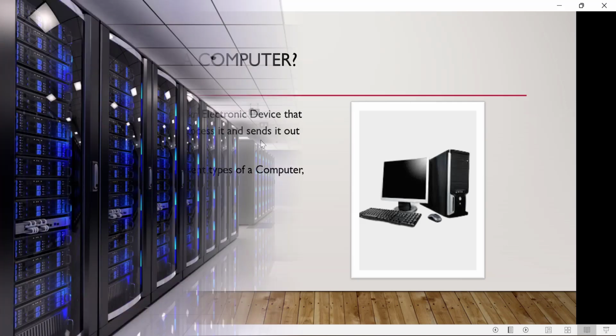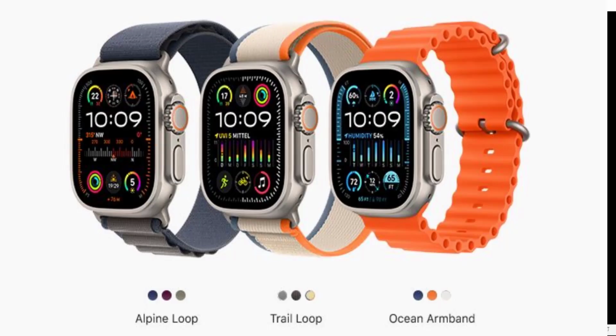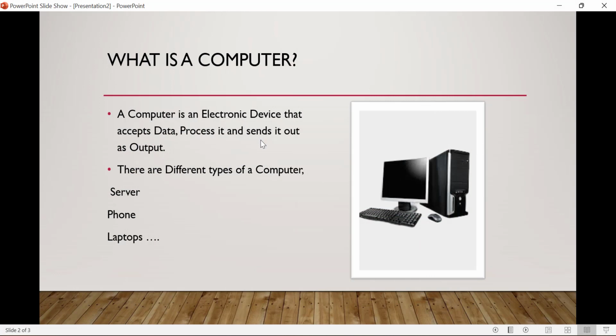Now, we have the server, we have the phone, we have laptops, we also have some of Apple's wristwatches. Now, concerning the server, we have what we call the web server. The web server is what actually helps us when we search for anything on our web browser. It sends us the information we see. It's with the help of the server. Now, that is also a computer. We also have a computer that is as big as a refrigerator. All of that are computers.